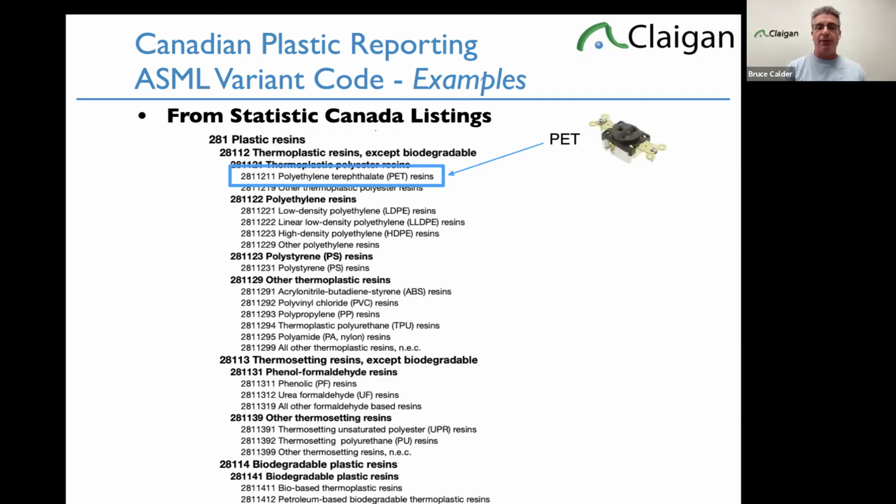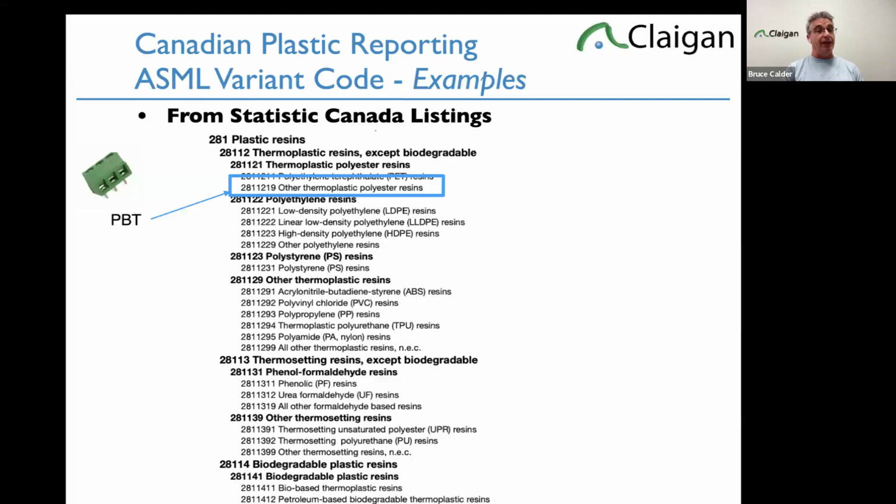So a good example in electronics: the faceplate of that electrical outlet is polyethylene terephthalate, PET, a polyester. This one is a different polyester. It's polybutylene terephthalate, not polyethylene. PBT is probably the second or third most common connector material, which is another thermoplastic polyester. Nylon is also a very common connector material, right there.